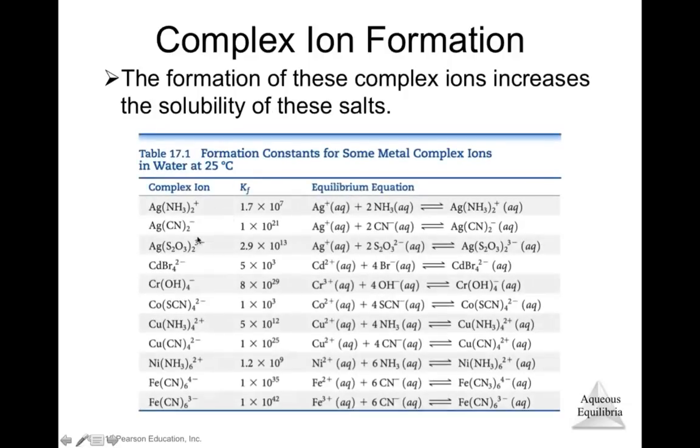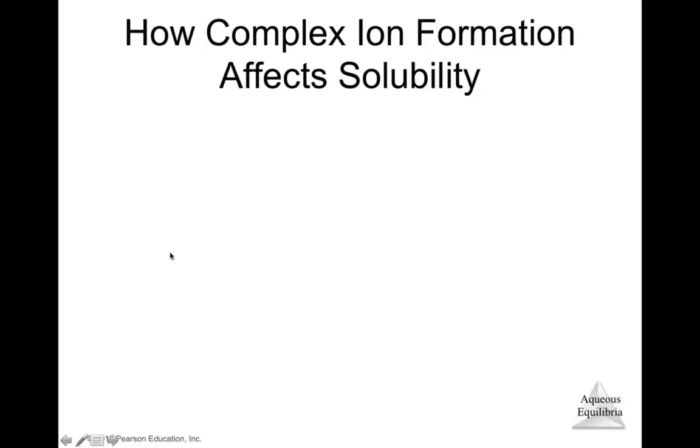So basically, this is a list of different metal complexes that could be formed. These are basically the Lewis bases that have been added to the system that was in equilibrium. And here we can see the products of those complex ions. So, how does complex ion formation affect solubility?